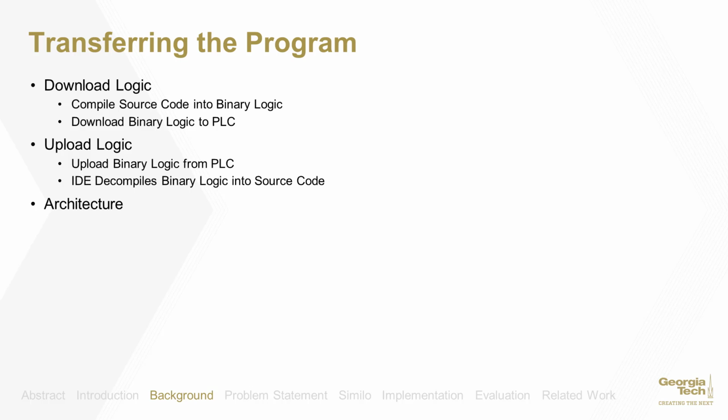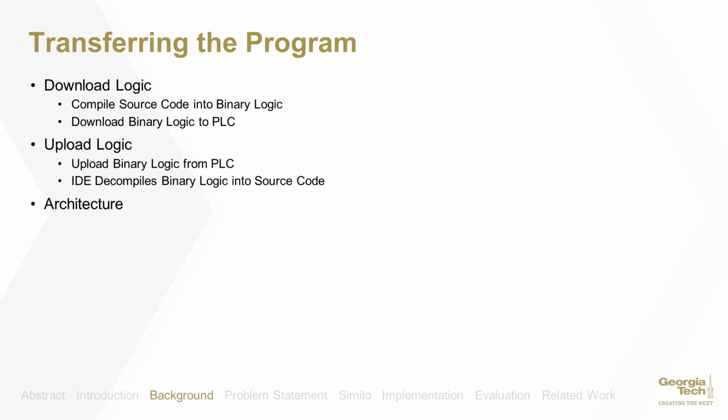To store and execute the binary control logic files on the PLC, a download must occur. Downloading is the process of transferring the binary control logic files from the engineering software to the PLC's onboard memory. When the PLC is placed in run mode, the binary control logic will then be executed.